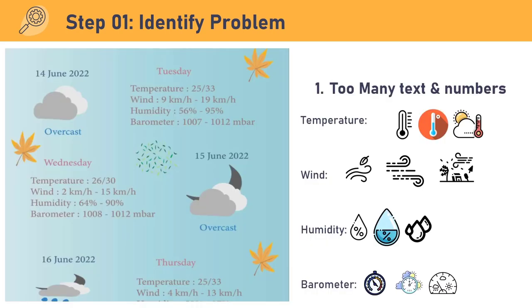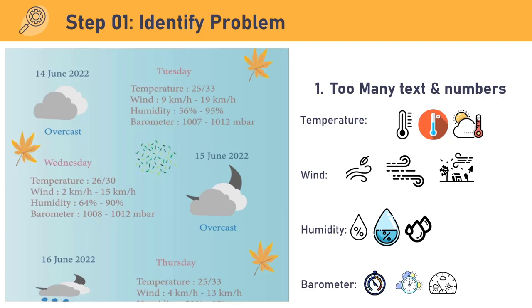Anyhow, the first problem that we identify is there are too many text and numbers involved in this infographic. So there is no distinction between the data, and there is no icon that represents the data title itself. If you can see, instead of temperature, it's better we put the icon of temperature like this one. You can see the first one. Or wind we replace with this kind of icon. Humidity represents the water, the kelembapan, represented with a water droplet. And the barometer, the device.